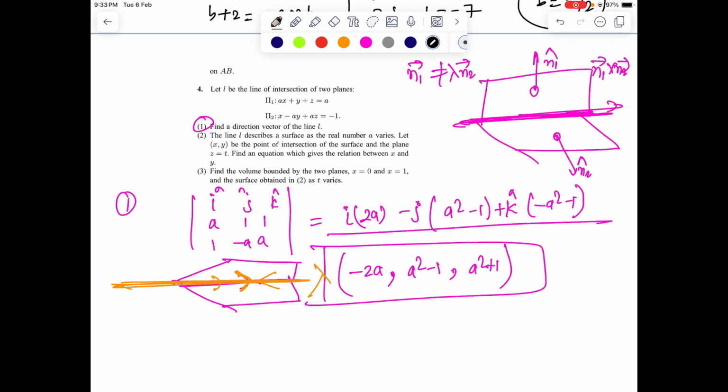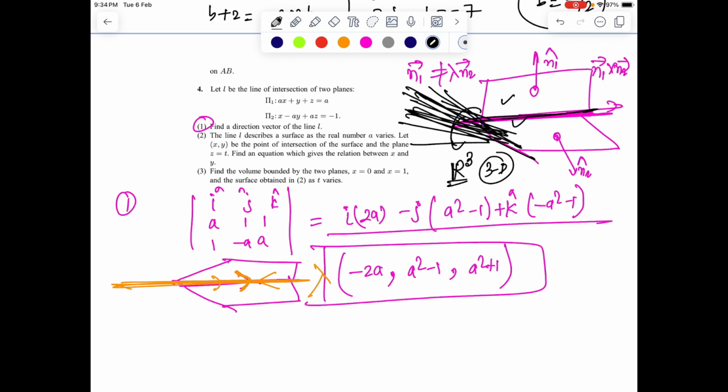The second question is interesting, and that tells us line L describes a surface as the real number a varies. So clearly if a is changing, the two planes change, so their line of intersection changes. If the line of intersection changes in a space in R3, which is 3D, it will create a kind of surface. If a line moves on a plane, it will give a planar surface. If it is in a space, it will give a surface. We have to identify that surface.